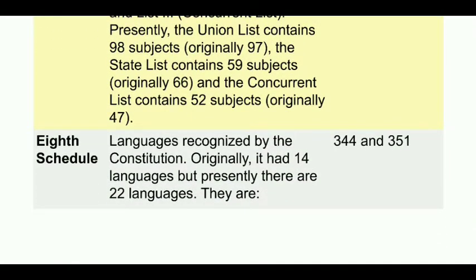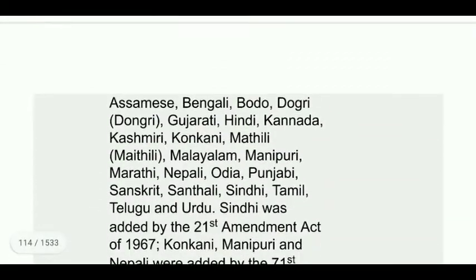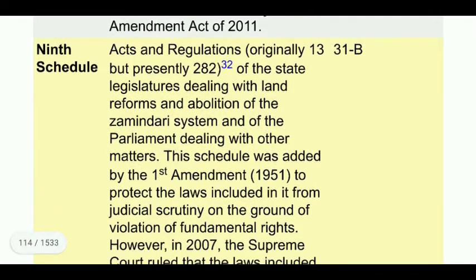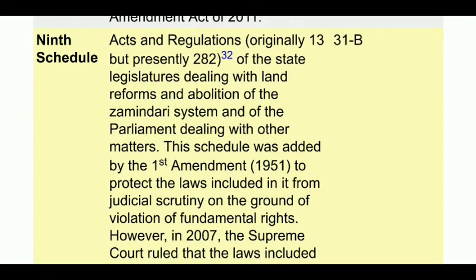Eighth Schedule, languages recognized by the Constitution. Originally it had 14 languages, but presently there are 22 languages. They are, you can see here. Ninth Schedule, acts and regulations. Originally 13, but presently 282, of the state legislatures dealing with land reforms and abolition of the Zamindari system, and of the parliament dealing with other matters. The schedule was added by the First Amendment 1951 to protect the laws included in it from judicial scrutiny on the ground of violation of fundamental rights.